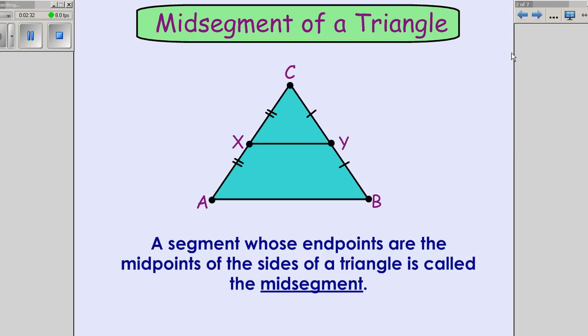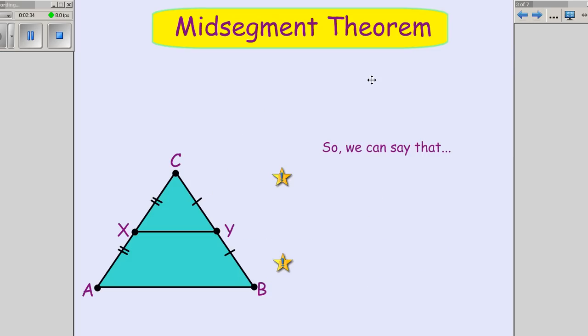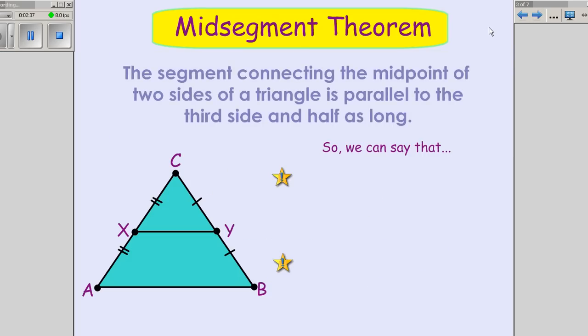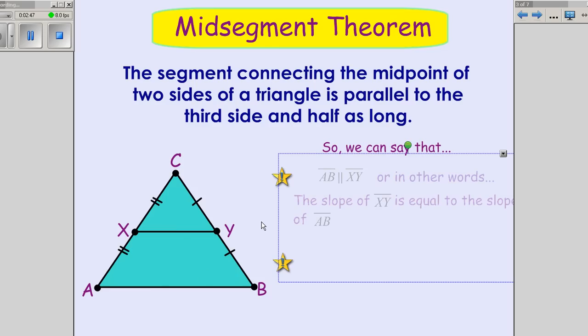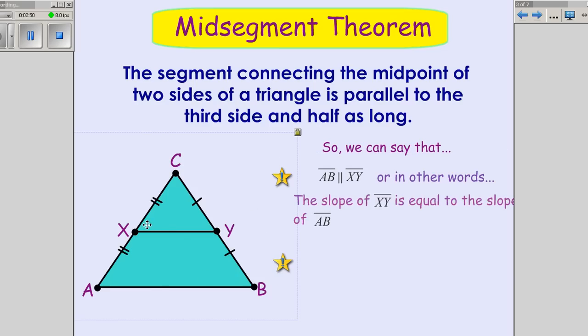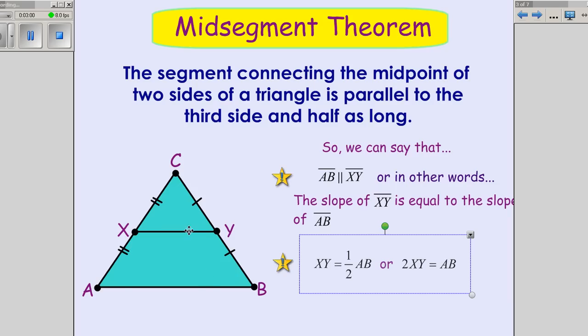So returning to our notes, we can take a look at the midsegment theorem. The midsegment theorem says that the segment connecting the midpoints of two sides of a triangle is parallel to the third side and half as long. So based off of this diagram, we could say that AB is parallel to XY, or in other words, the slope of XY is going to be the same as the slope of AB. What we can also say is that XY is half the amount of AB, or you would need 2XY to equal 1AB. So let's try some practice problems.